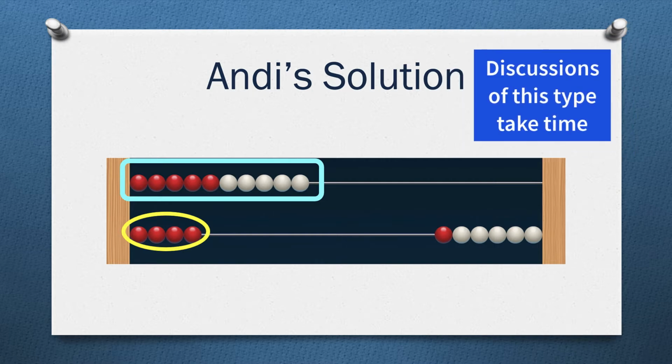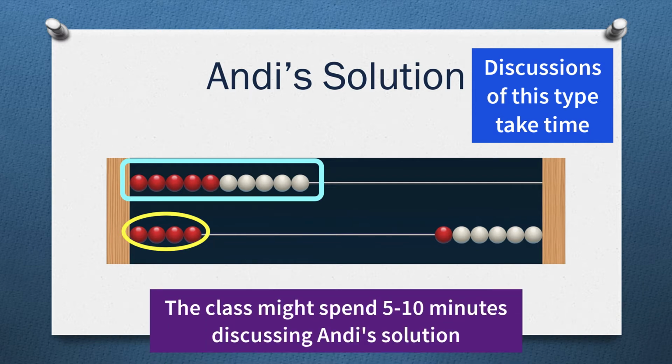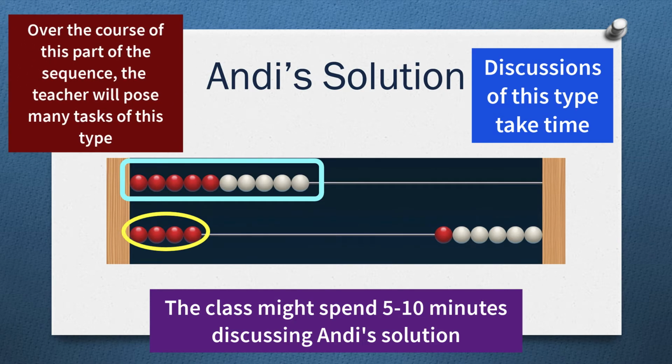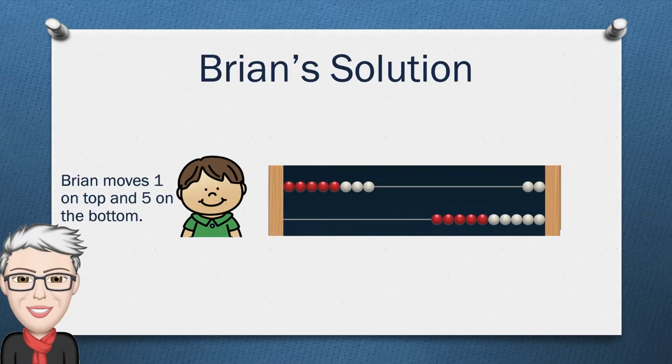Discussions of this type take time. The class might spend 5 to 10 minutes discussing Andi's solution. The time is well spent. Over the course of this part of the instructional sequence, the teacher will pose many tasks of this type and have many discussions that link moving the beads, the way Andi did, to filling up the 10s. Over time, more and more students will move the beads purposely to that end.